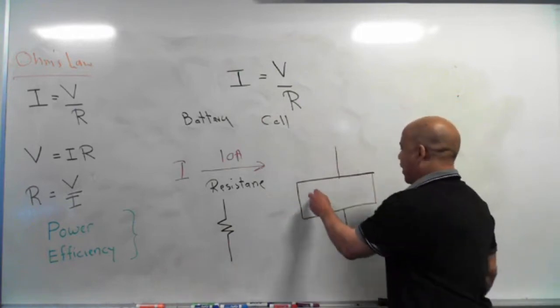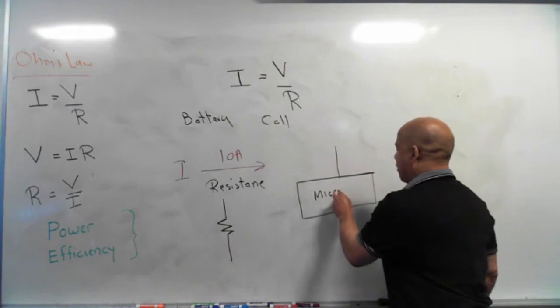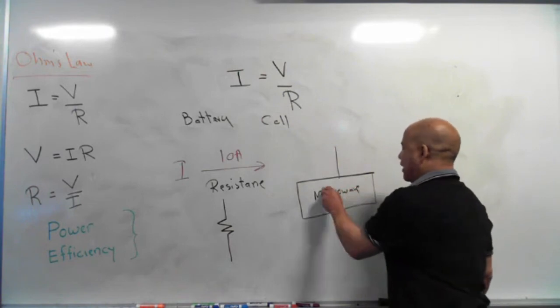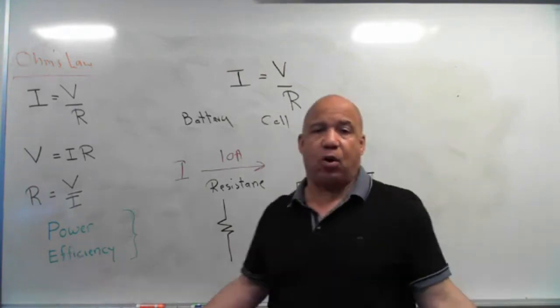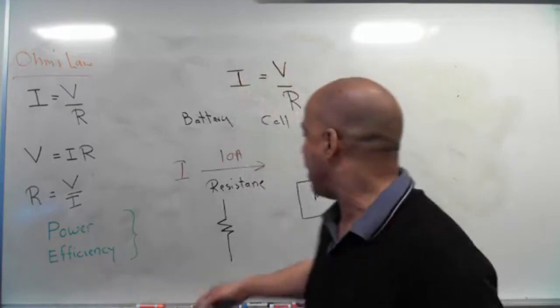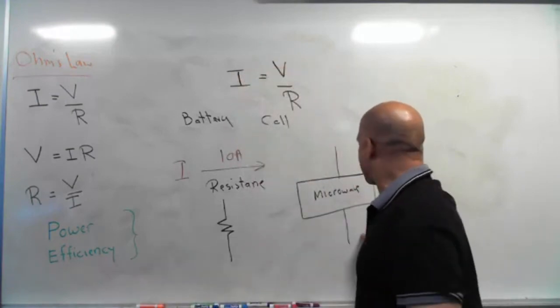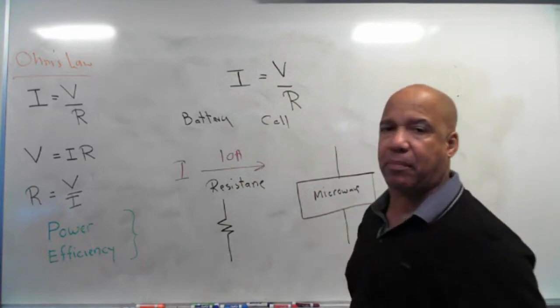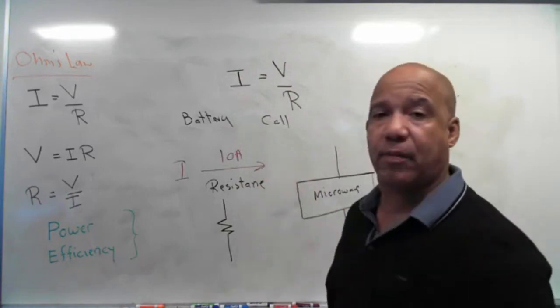And this might be a microwave. I don't know what the electrical symbol is for a microwave. I don't even know if there's one. But I can represent the microwave in the schematic diagram by drawing a box with two wires coming out of it and labeling it microwave. And I can put it in the circuit.